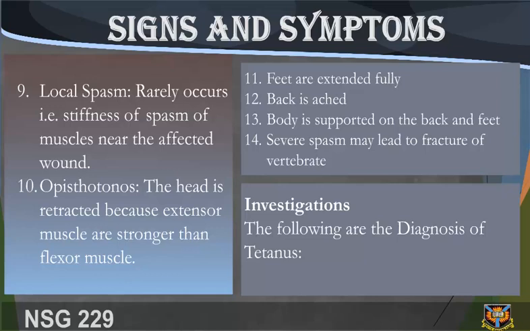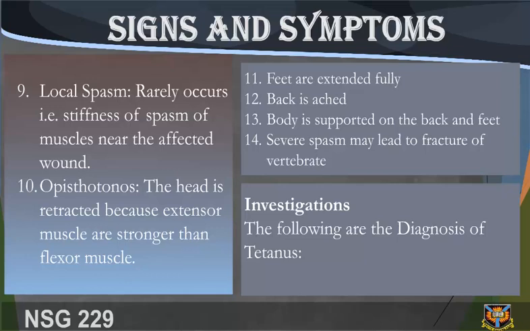10. Opisthotonus. The head is retracted because extensor muscles are stronger than flexor muscles. 11. Feet are extended fully. 12. Back is arched. 13. Body is supported on the back and feet. 14. Severe spasm may lead to fracture of vertebrae.